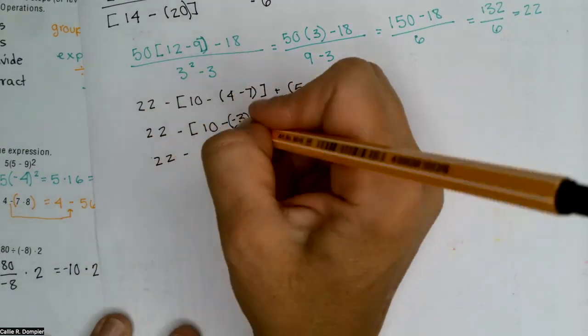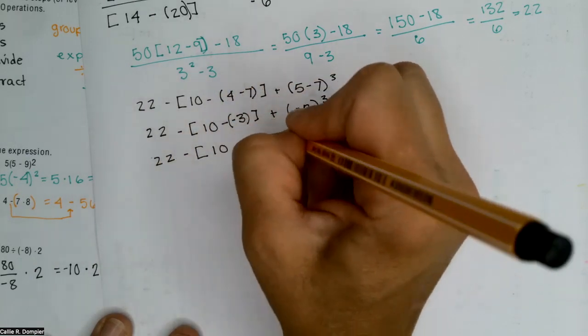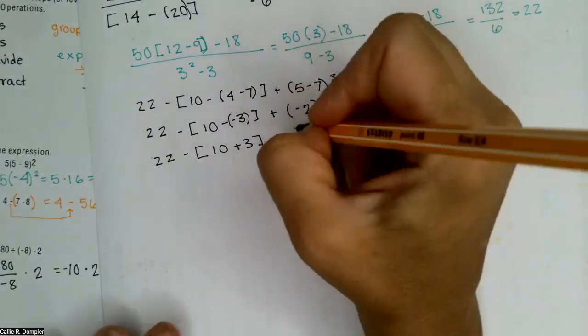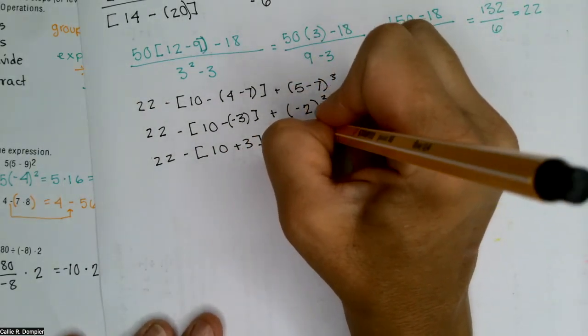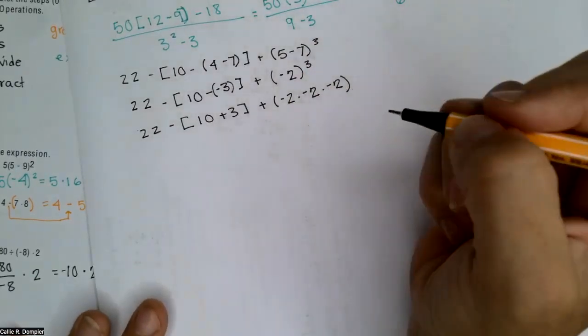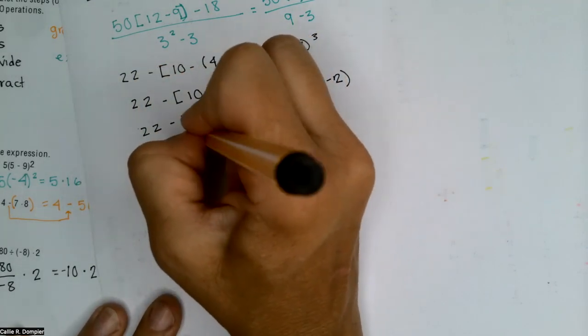22 minus 10 plus 3 plus -2 cubed. I'm just going to put it in my calculator, or it's just -2 times -2 times -2. 10 plus 3 is 13.